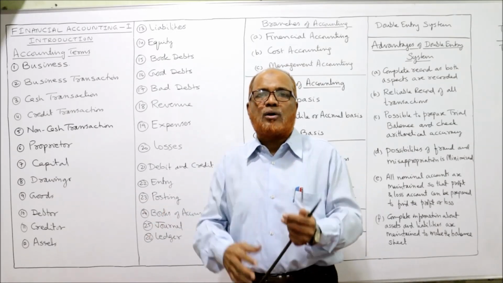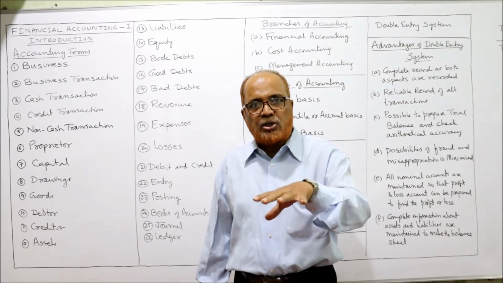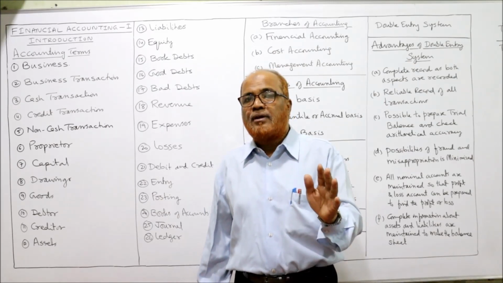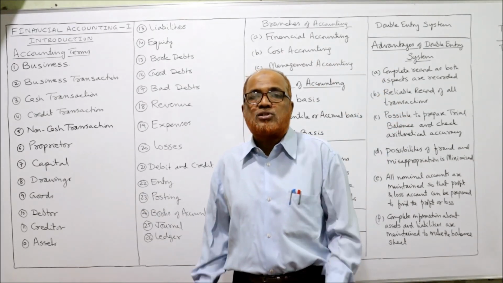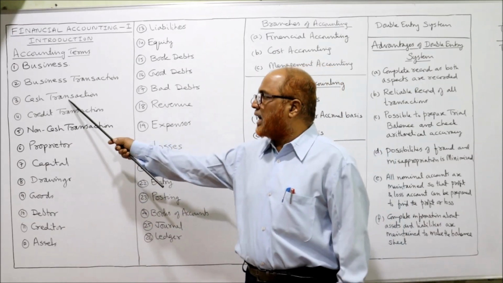Example, we sold goods on credit. We sold the goods, which means the transaction took place now. We have sold the goods, but the payment has not been received. The customer has promised to pay after 2 months. It's called a credit transaction. If the payment is made immediately, it is called a cash transaction.